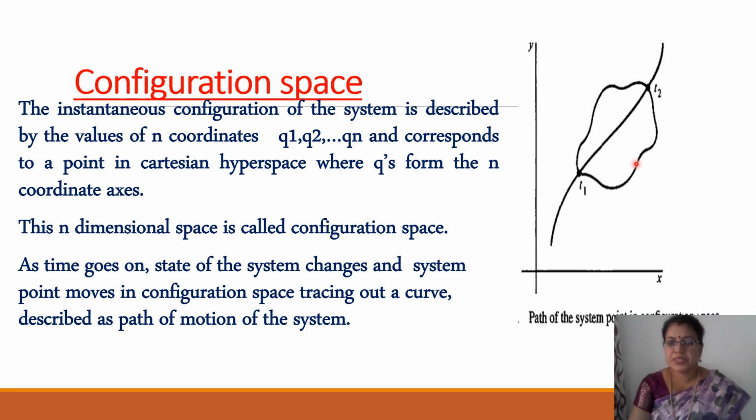So the n-dimensional space which will define the instantaneous situation or configuration of the system is called the configuration space, where the coordinate axes will be the generalized coordinates, the position coordinates.